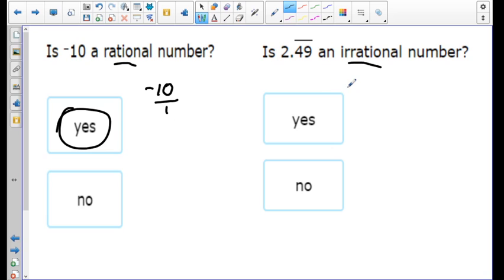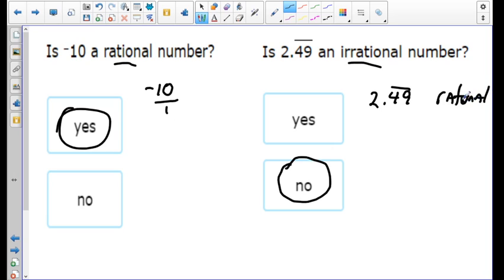All right, is 2.49 an irrational number? So you got to watch how they word it. It's tricky. So first of all, let's find out, is it rational or irrational? Well, it turns out that repeating decimals are rational. So this is not irrational. So be careful with the wording because this is rational.